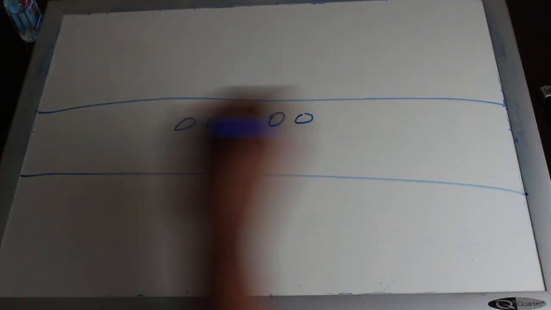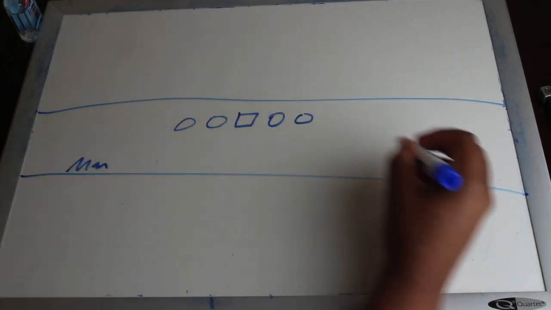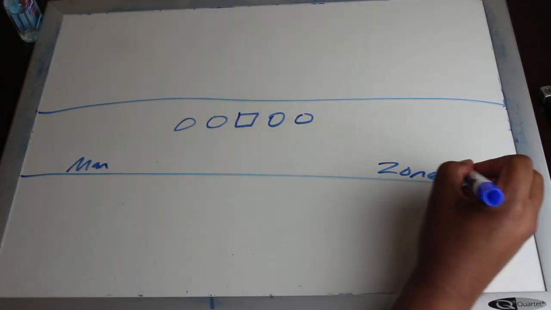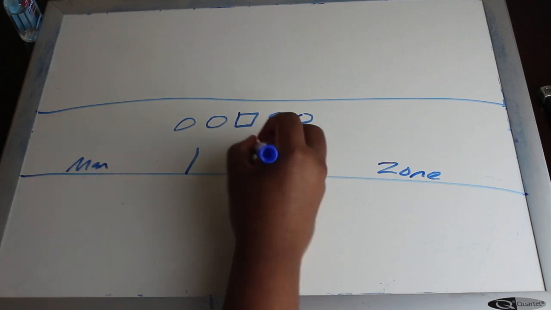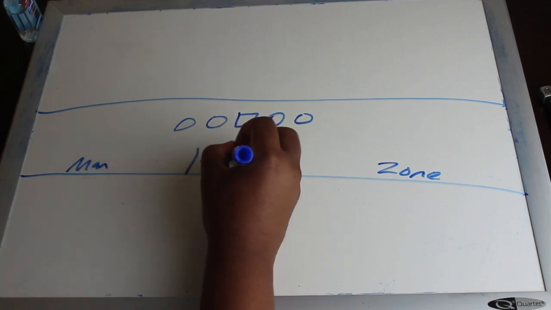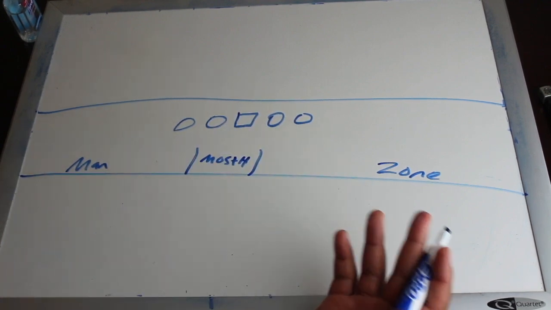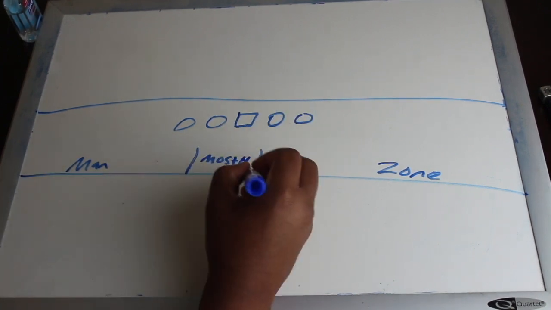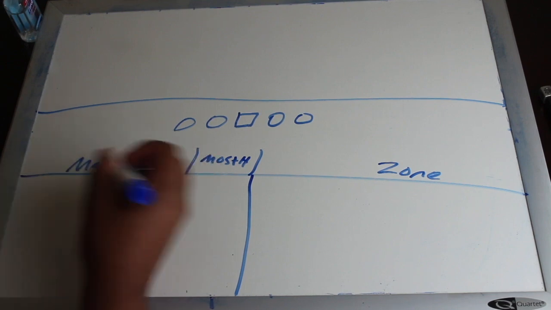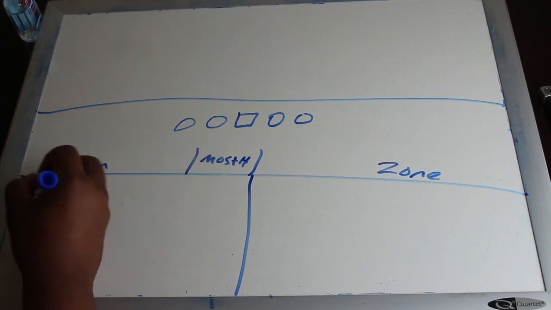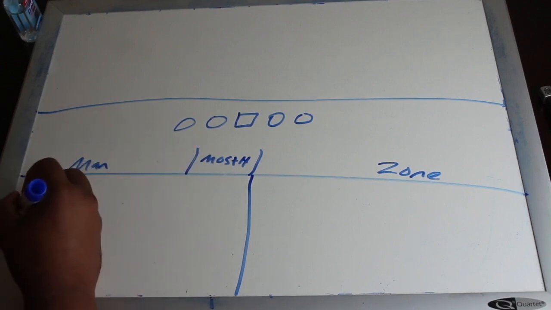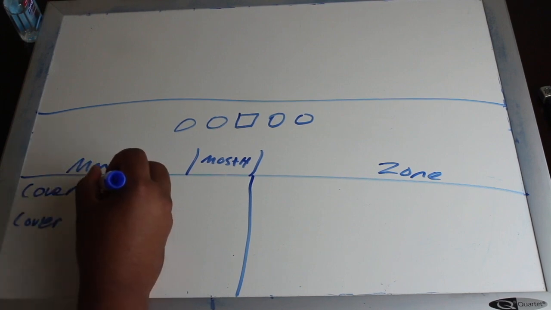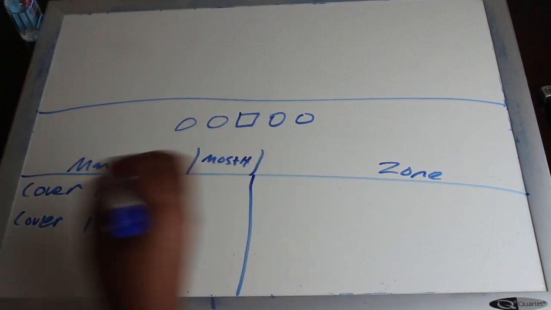First of all, let's put some notes here. We're going to go man, and we're going to go zone. I write like a kindergartner. And I'm just going to put the word mostly, because everything changes. These are just simple keys to look for, but every coach is going to do something different. So I'm just going to show you the keys that for the most part are going to be concrete and never going to go anywhere. So we talk cover zero and cover one.